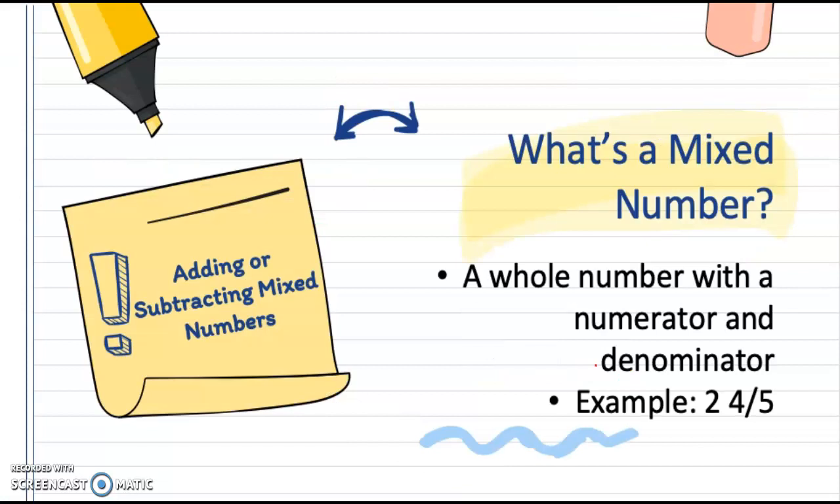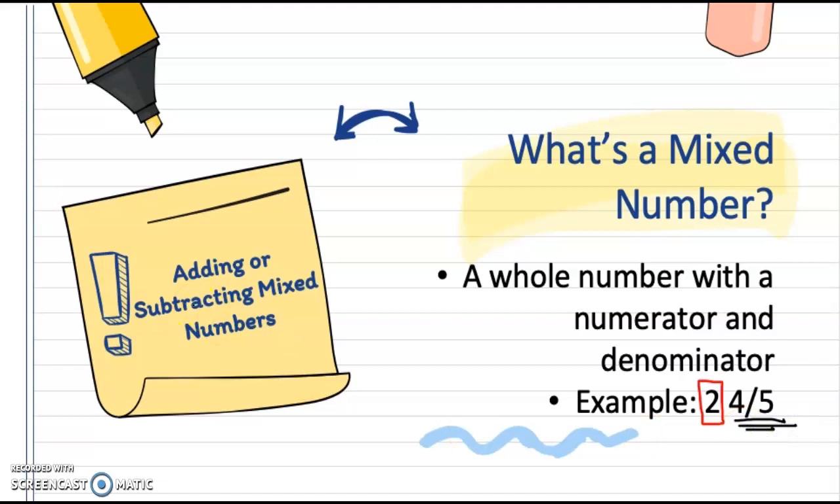So let's go over what a mixed number is now. A mixed number is a whole number with a numerator and a denominator. So the example is 2 and 4 over 5. As you can see, we have a whole number right here, which is 2, as well as a fraction, 4 over 5, which includes a numerator and a denominator.